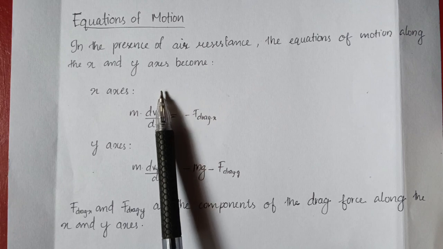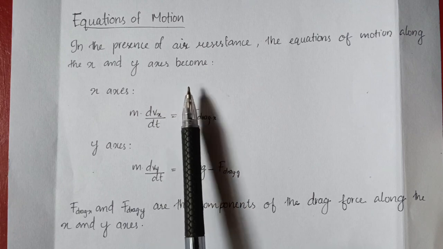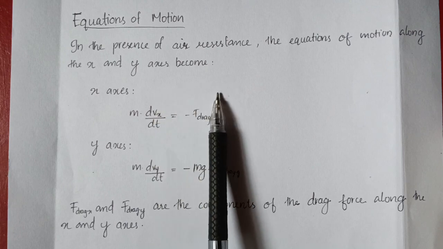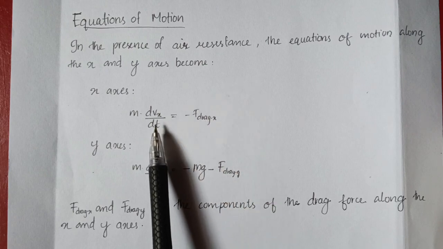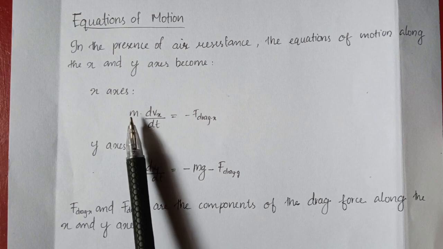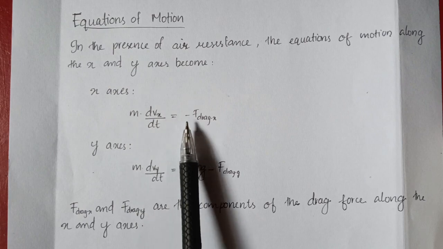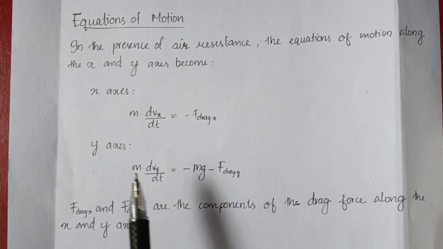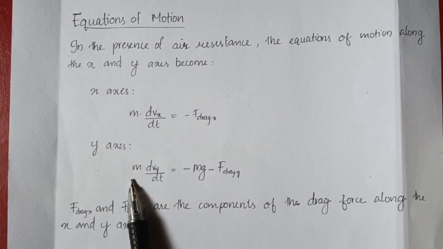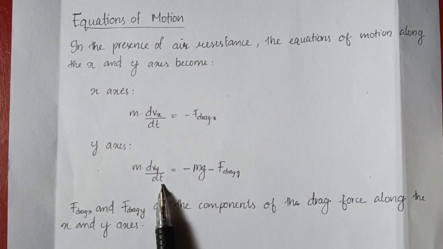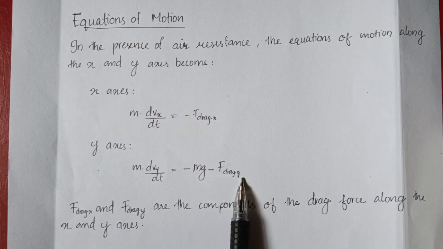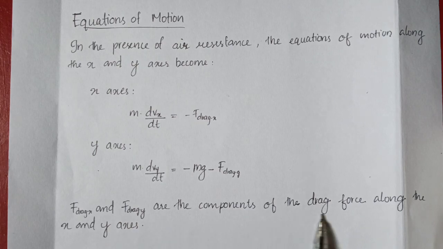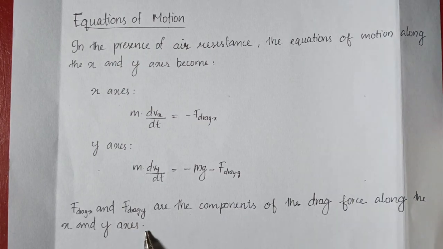as we know, by Newton's second law, F is equal to ma, where a is the first derivative of velocity, that is dv by dt. So we can write that m dvx by dt is equal to minus F drag x, and in the y axis m dvy by dt is equal to minus mg minus F drag y. F drag x and F drag y are the components of drag force along the x and y axis.